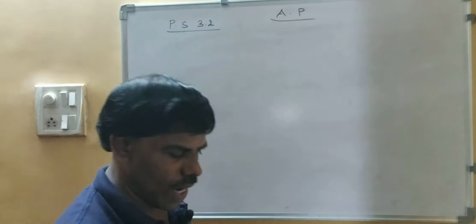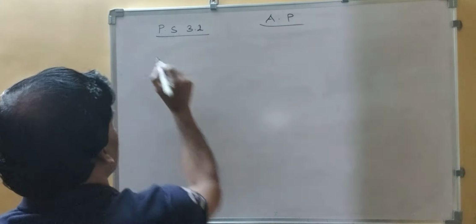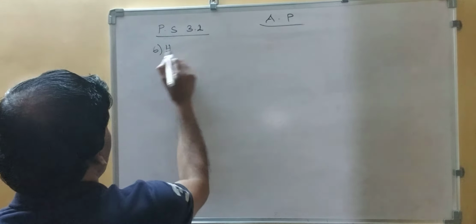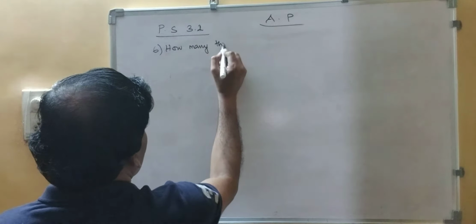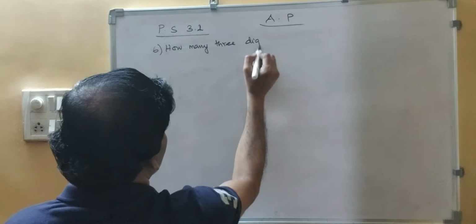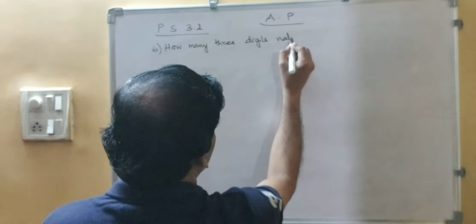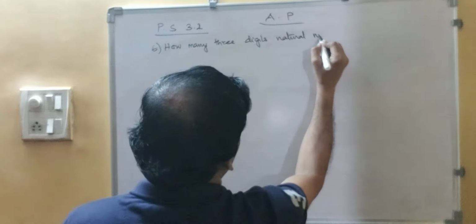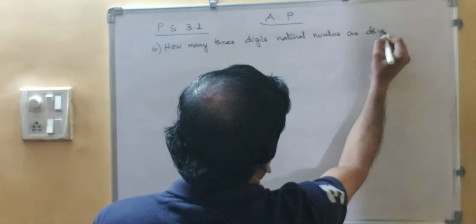This is a little different. How many 3-digit natural numbers are divisible by 5? See, this is important. How many 3-digit natural numbers are divisible by 5?